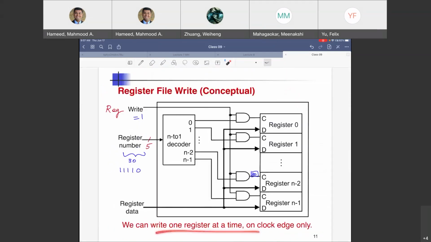We can write one register at any time on a clock edge when that becomes active. Next, can this register that we are writing to be the same as the one that was being read? So we have three, right? RS, RT, RD. We already said RS and RT can be the same. But can RD be the same as one of those, RS or RT?